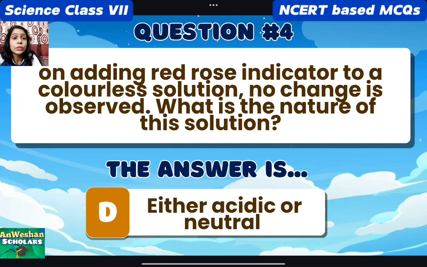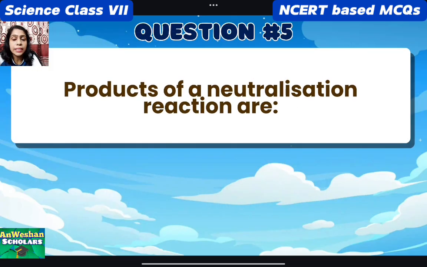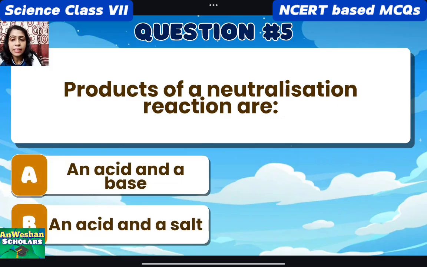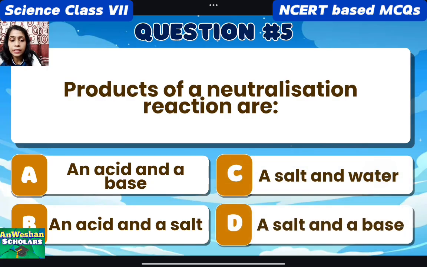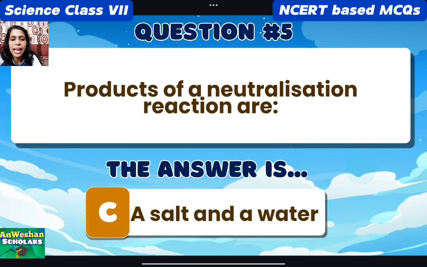Now moving on to question number 5. Products of a neutralization reaction are option A, an acid and a base, option B, an acid and a salt and water, or option D, a salt and a base. Well, neutralization reactions occur when acid and base react to form what? Yes, it reacts to form option C. Yes, a salt and a water. Great going my dear students.